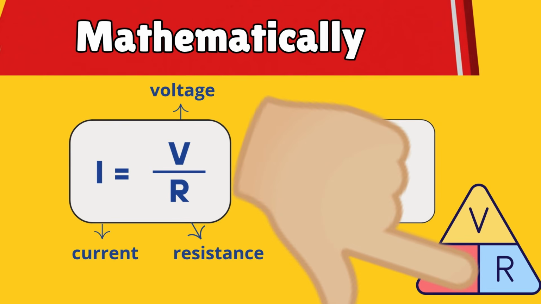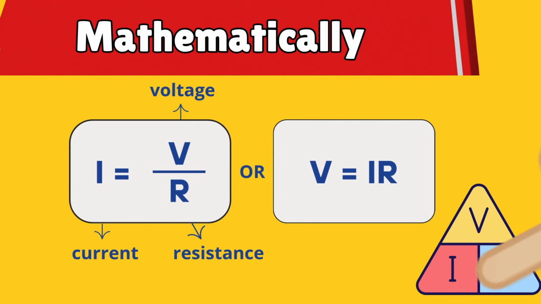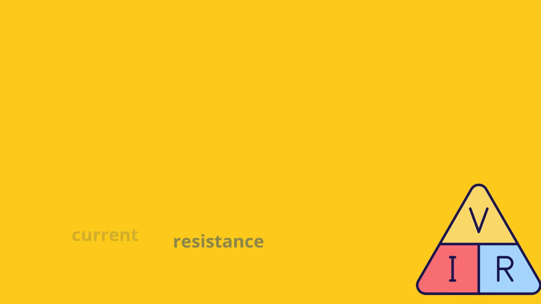And the same way, using your finger, if resistance is missing, you will just cover it and then divide V over I, or voltage over current. That is how you use the triangle of Ohm's law.